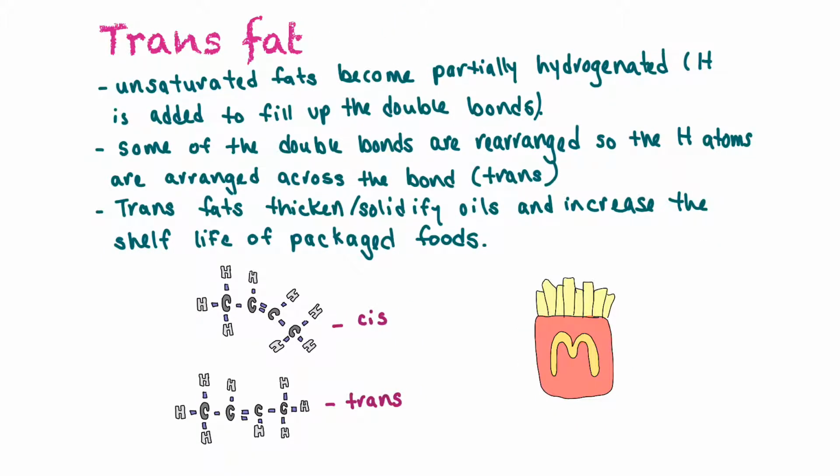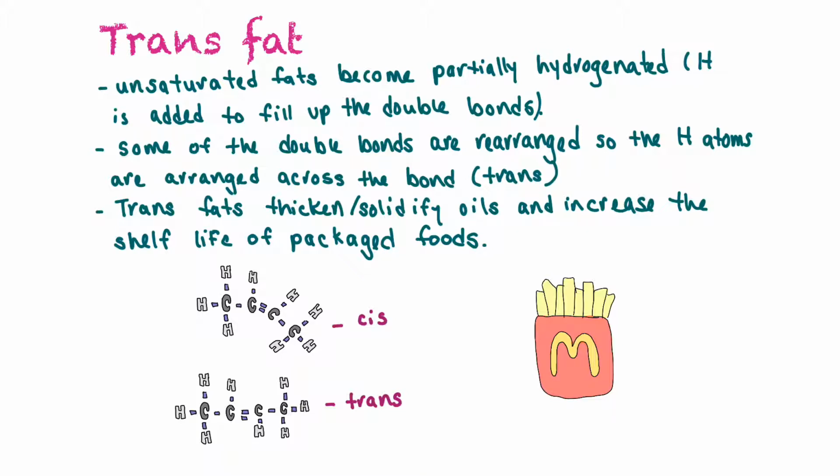Our third type of fat is trans fat. So these triglycerides, we tend to say that they're man-made, although they can occur slightly in small quantities in nature. And in trans fats, the unsaturated fats become partially hydrogenated, so hydrogen can be added to fill up the double bonds. And some of the double bonds in this process get rearranged, so the hydrogen atoms are now arranged across the bond.